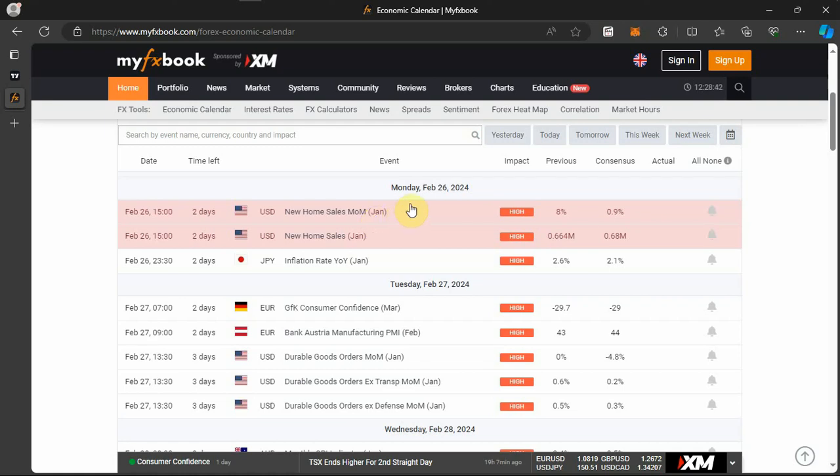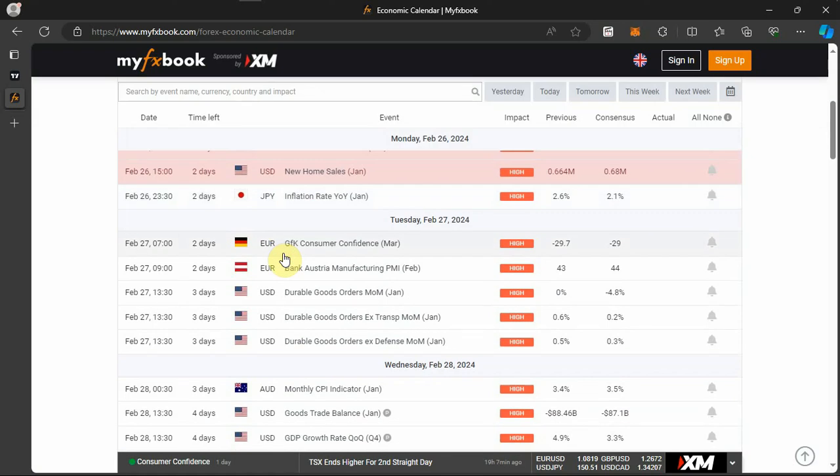On Monday, February 26th, 2024, we have USD new home sales month over month for the month of January. We have new home sales for the month of January for USD. Then we have inflation rate year over year for the month of January for JPY.